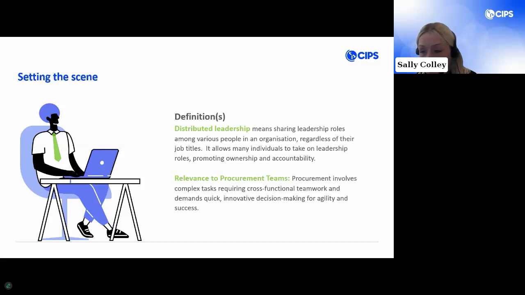Here at this point, you can also explain distributed leadership's importance in procurement. For example, collaboration is vital because procurement involves working with various departments and relying on diverse expertise. And distributed leadership allows procurement to respond quickly to changes, which is essential for success. So you're basically showing your understanding of the topic before answering the question.